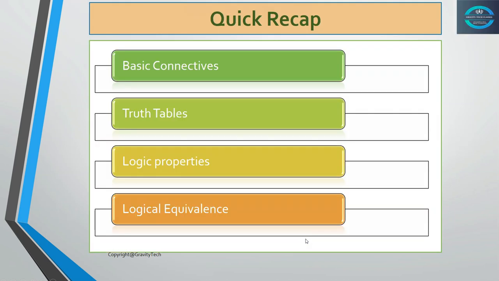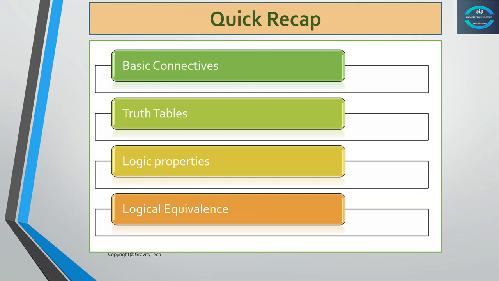So before going to the topics of this particular session, let's have a quick recap. What exactly did we do, right? We looked at the basic connectives. Which basic connectives are there? There is a conjunction, which we call and. There is a disjunction, which we call or. There is an implication, which is conditional: if P, then Q. There is a double implication, also biconditional: P if and only if Q, right? And there is a negation, which just negates the existing statement.